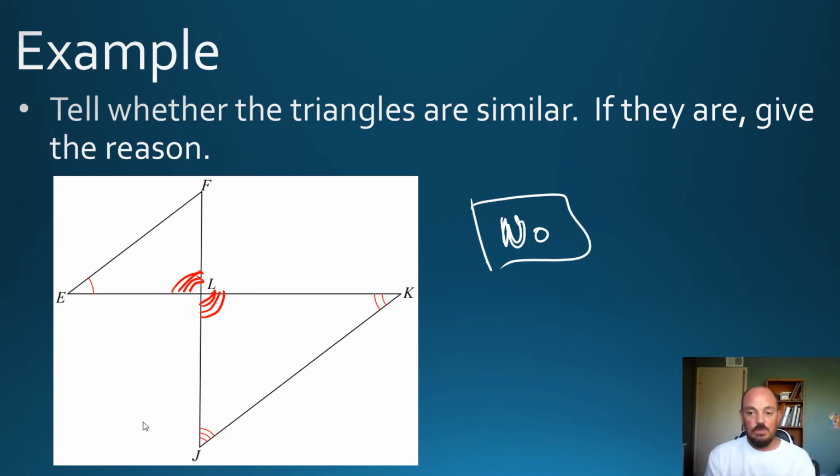Now, be very careful with that. I remember I said it's kind of a trick question. You see all the angles marked and you think, okay, it's probably AA. It's not AA. It's actually no. We don't know if these triangles are similar or not.